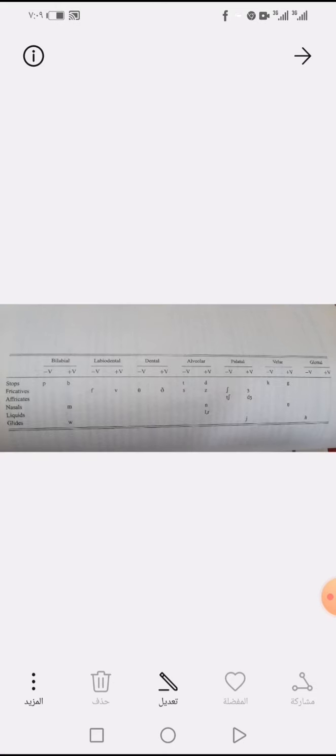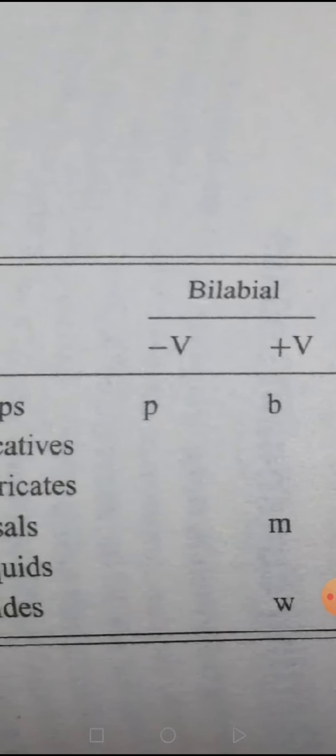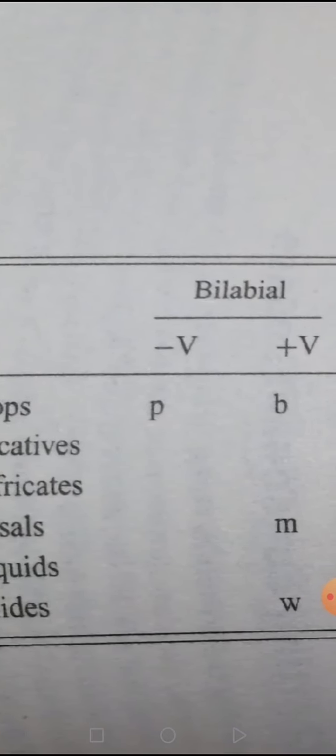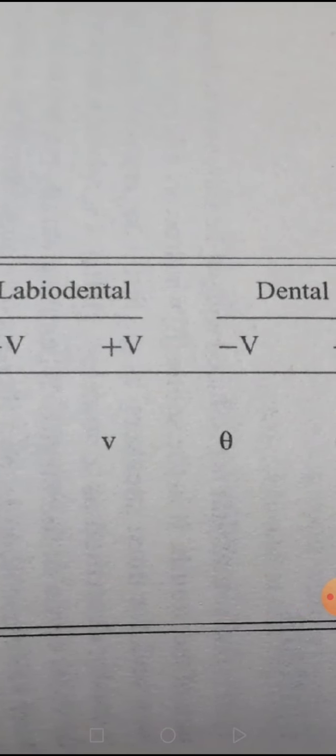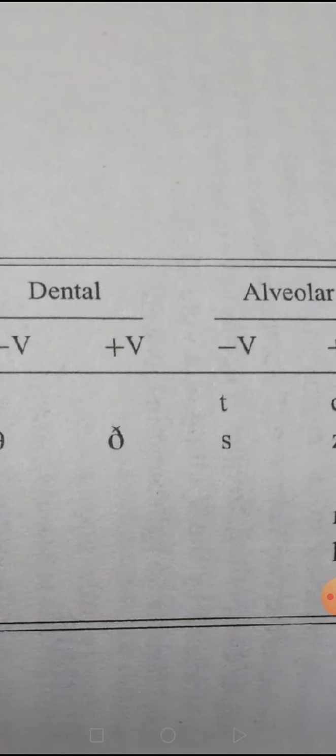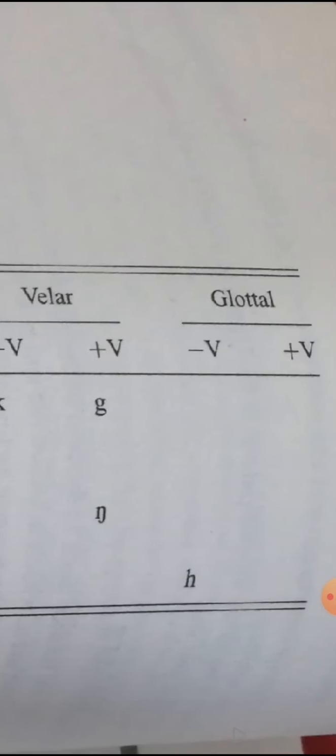Now sounds are described either by where they are produced, the place, or by how they are produced. See the p and the b, the t and the d, the k and the g. Okay, how many are they?